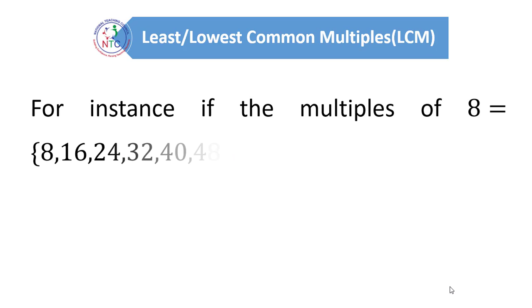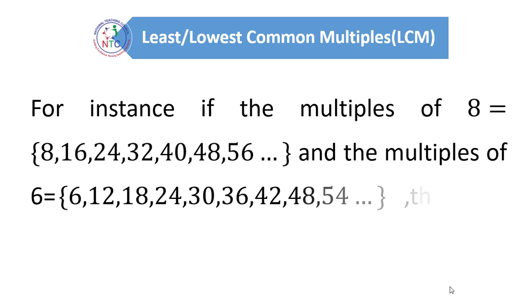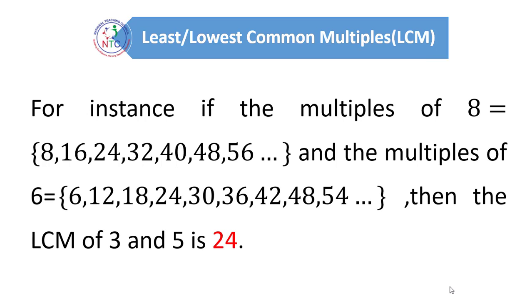For instance, if the multiples of 8 is simply equal to 8, 16, 24, 32, 40, 48, 56, and so on and so forth, forming a set, and the multiples of 6 equal to the set 6, 12, 18, 24, 30, 36, 42, 48, 54, and so on and so forth, then the LCM of 8 and 6 is 24, since it is present in the multiples of 8 and of course the multiples of 6. In other words, 24 is the smallest number divisible by both 8 and 6.